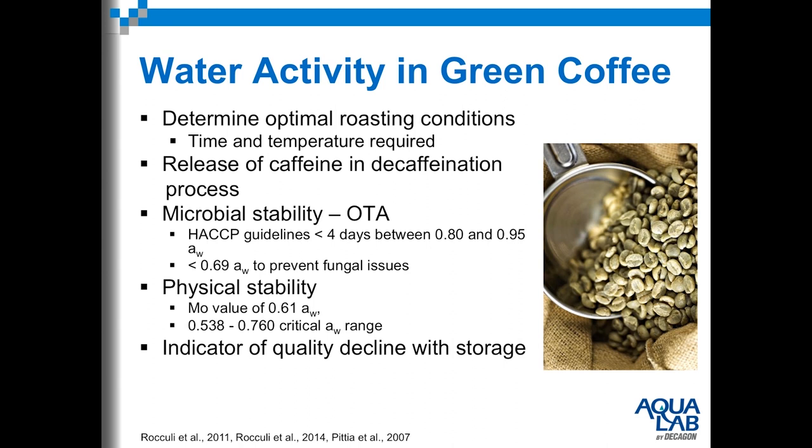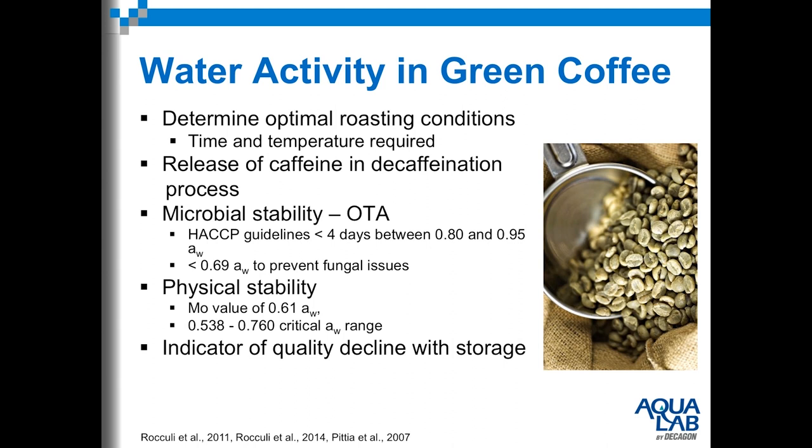If you look at all the literature available on water activity, the correlation with microbial growth is very well established. Within this, there are HACCP guidelines stating that coffee cherries, in parchment form or just straight green beans, should not be kept at water activity levels between 0.8 and 0.95 for more than 4 days in order to prevent ochratoxin issues. As long as you maintain the coffee in any of those forms below that level, and you don't exceed 4 days at that level or higher, then you should be fine in terms of ochratoxin.